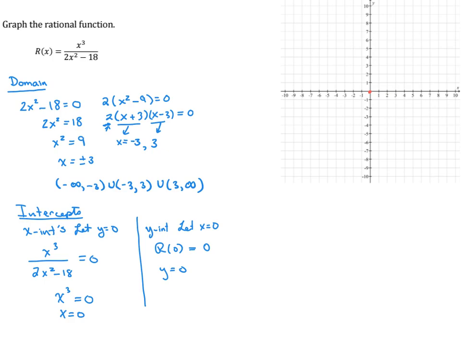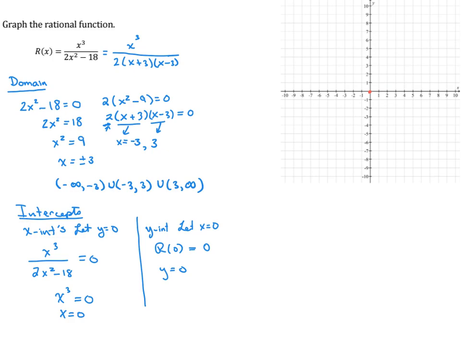Now whenever it comes to finding vertical asymptotes and holes, if we look back at our original function, we've already factored the denominator, but notice there's no common factor, and so therefore nothing's going to cancel. So both of our breaks in our domain consist of vertical asymptotes.